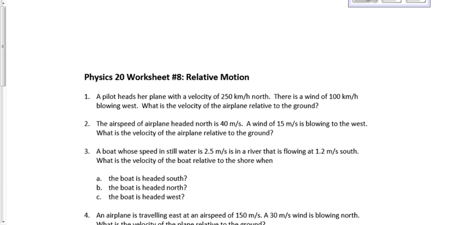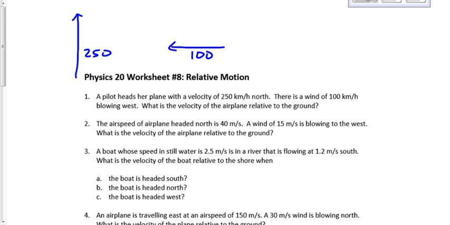250 to the north is going to look like this. Should it be solid or dotted though? Solid, because this isn't where the pilot or the plane goes. This contributes, right? We're going to make that a solid line vector, 250. Now, we got a wind to the west of 100 kilometers per hour. Is that solid as well? Yeah, I don't go to the west, right? It contributes to where I actually go, right?